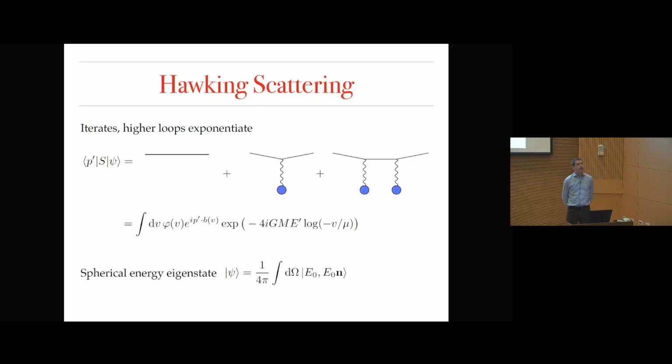All right. So at this point, it's useful to pick a particular kind of incoming state. And the simplest thing to do is to say, well, I'll actually just throw in a plane wave state. So here's a spherical plane wave. So it has an initial energy E0. I'm integrating over the angles to get the spherical state.